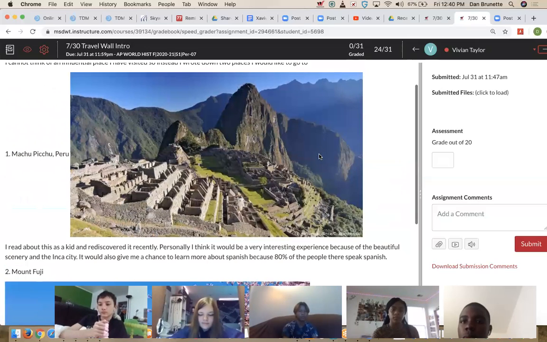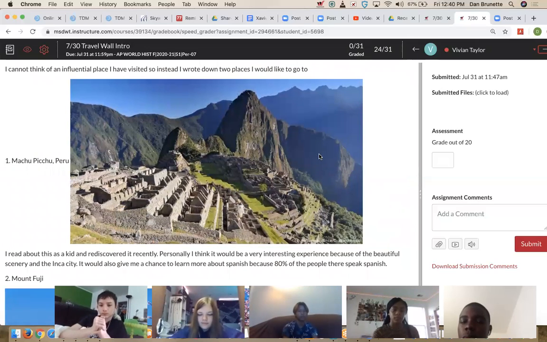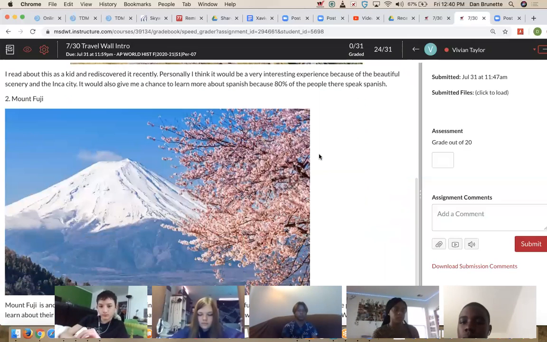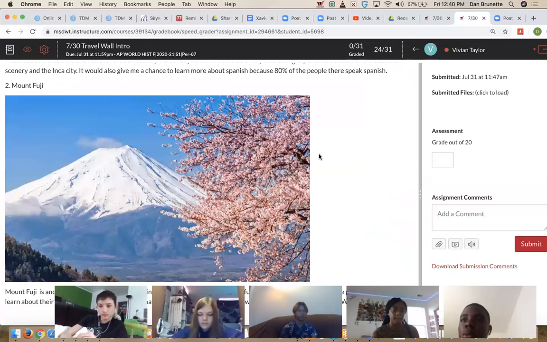My name's Vivian. I'm from Northview. So the first picture is of ruins in Peru. I used to read about it as a kid, and I thought it looked really cool, and I would love to see it in person. And then the second picture is of Mount Fuji in Japan, and I would be able to see really good scenery and meet the surrounding area, because I think they have a really cool culture over there.